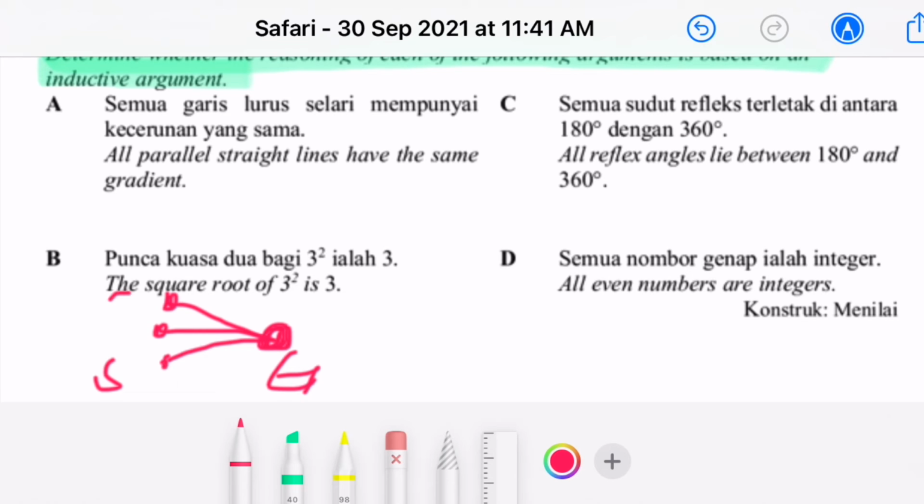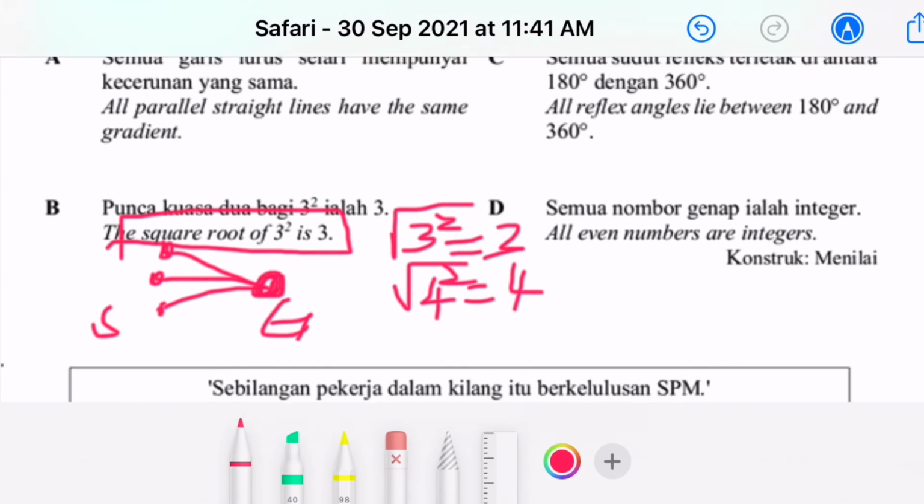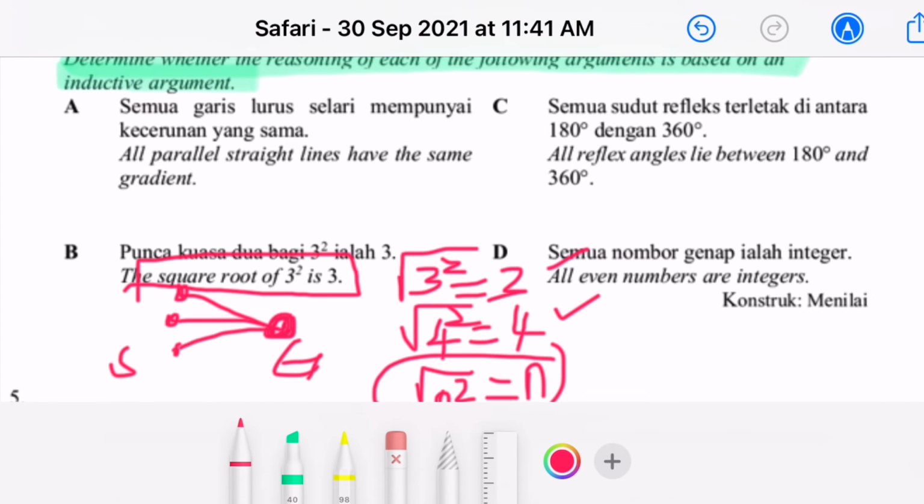The square root of 3 squared is 3. The square root of 4 squared is 4. So hence we can come up with a general conclusion, which is that the square root of n squared will be n. This is how we draw the conclusion based on the examples given. So this is one example of an inductive argument.